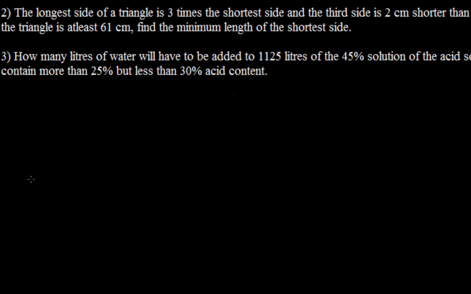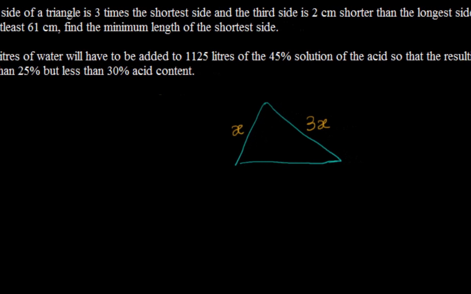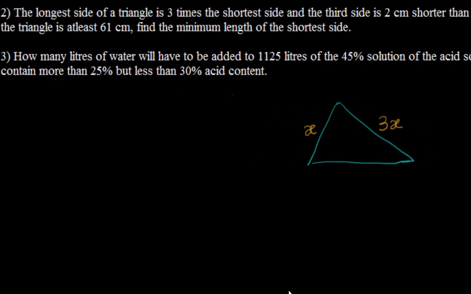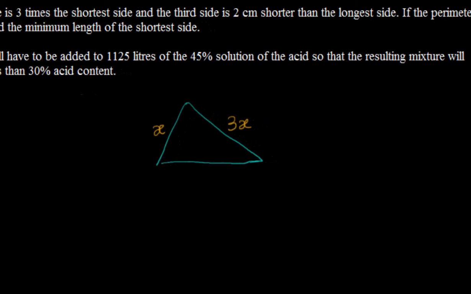Let's solve one more. The second problem: the longest side of a triangle is 3 times the shortest side. It's a triangle, so let me go ahead and draw one triangle. The longest side is 3 times the shortest side, so let the shortest side be x, then the longest side will be 3x, and the third side is 2 centimeters shorter than the longest side.